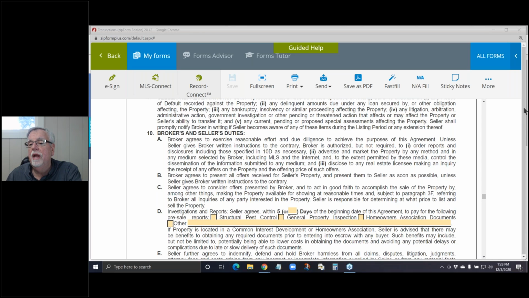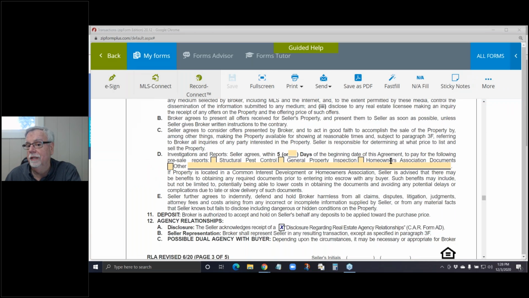What else do we have here that's important? The broker agrees to present all offers. Seller agrees to consider them in good faith, making the property available for showing, inquiries of interest, determining at what price to list and sell the property. That's so if it's underpriced or overpriced, it's not your fault.